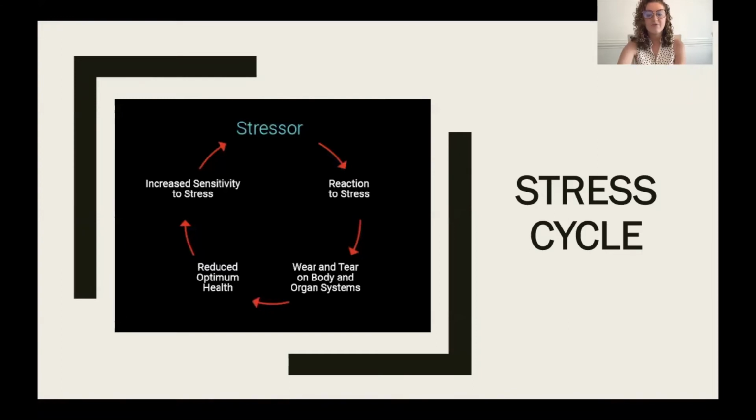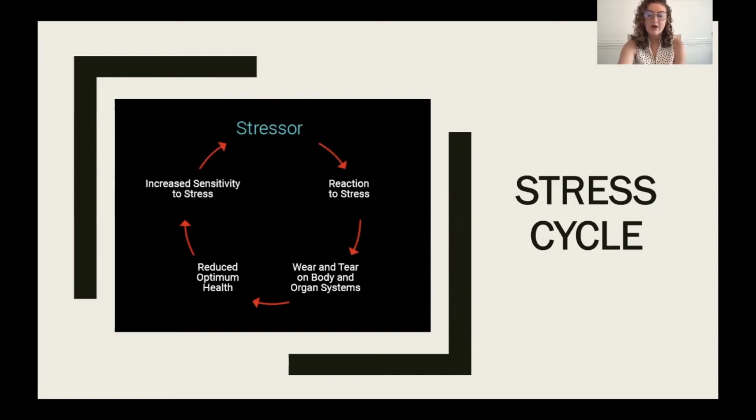So now let's move on to the stress cycle. I personally find that this graphic makes things a little bit easier to understand and why we may be experiencing stress about the same situation over and over. So first, we experience a stressor. For example, that might be having a big exam or big test coming up.